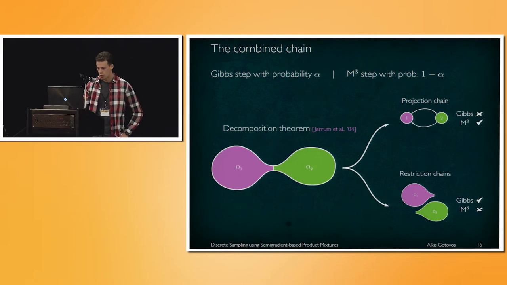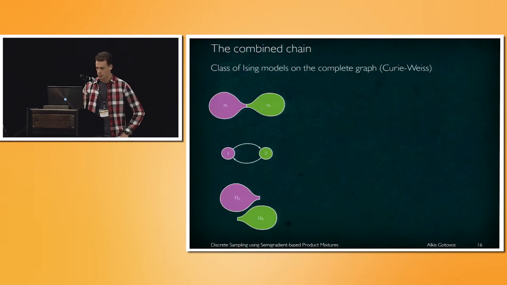So in the end, this decomposition theorem roughly says that if you now have a combination of these two chains, and each of them does well in either the projection or the restriction chain, if you combine them together, then you get kind of the best of both worlds, and you get good sampling performance in the original state space. Let me briefly mention here that we show a concrete example of this, basically a proof, for a specific class of Ising models, just as a proof of concept that this actually works.